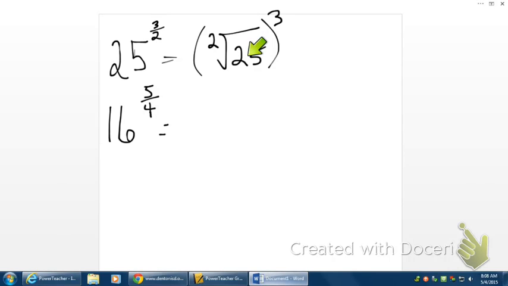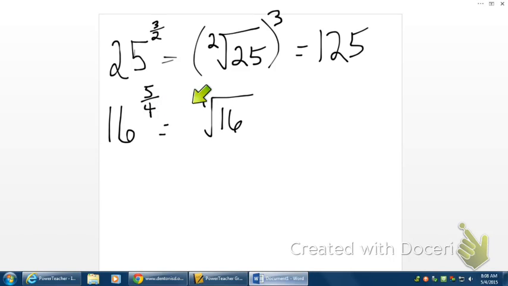A little more. Square root of 25 is 5, and then you would raise it to the third power. So 5 times 5 times 5 gives you 125. 16 to the 5/4. Well, first off, you find the fourth root of 16. That denominator tells me that. My numerator tells me after I figure this thing out, I'm going to raise it to the fifth power.